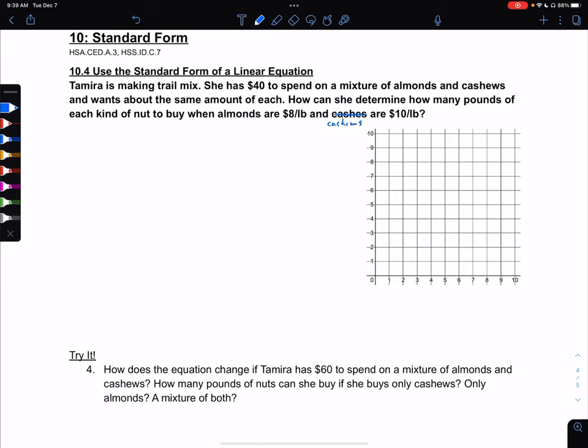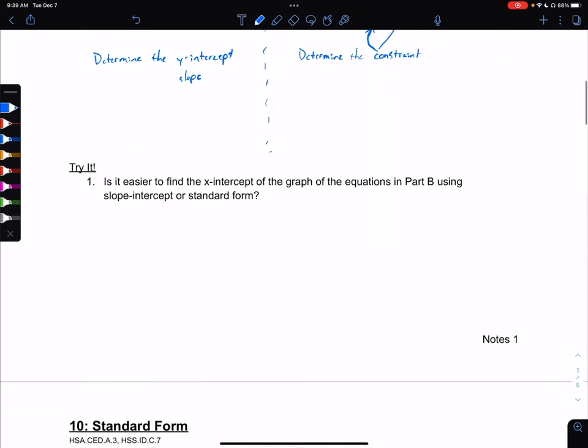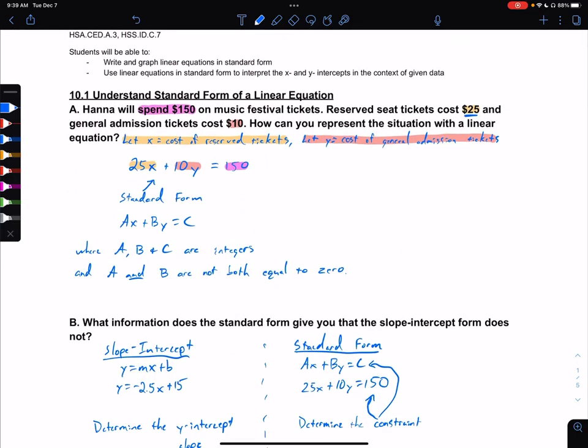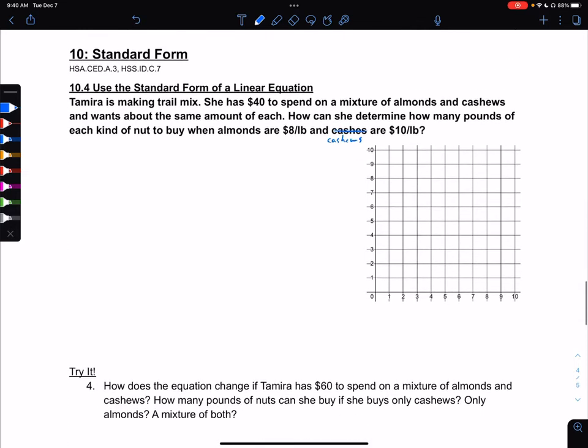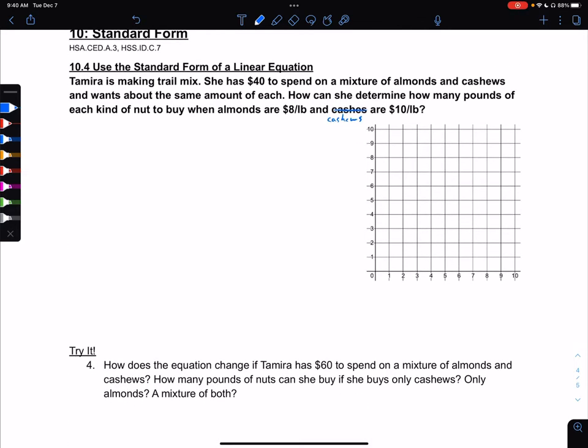Let's fix that. Okay. So we're going to use standard form, and this comes back to example 1, where we let X equal the cost of reserved tickets and Y was the cost of general admission tickets, and then we set them equal to the total amount of money. We're spending $150. So this time, we are going to let X equal the cost of almonds, and let Y equal the cost of cashews.